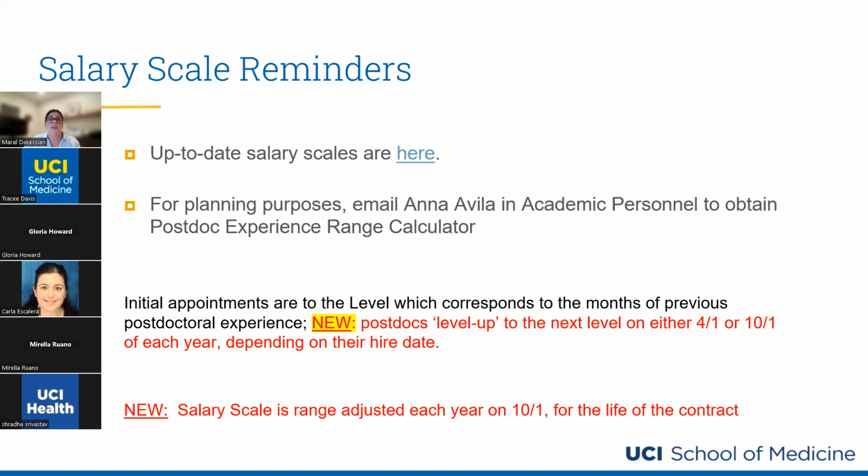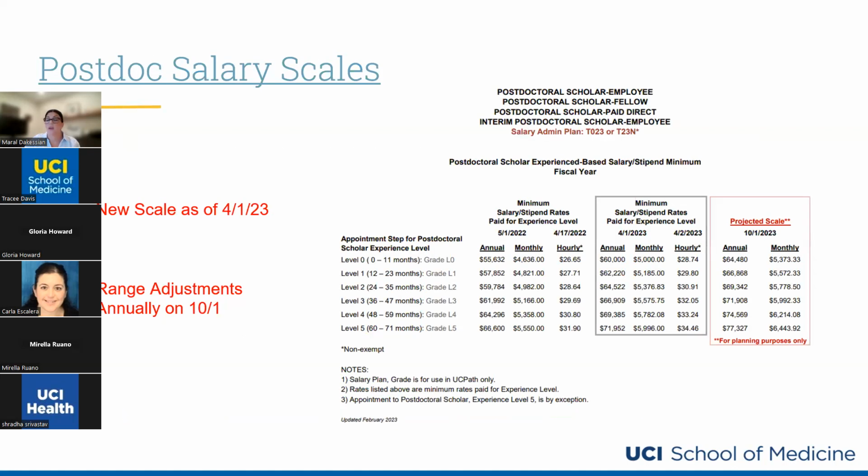Another reminder is that initial appointments should be to the level which corresponds to the months of previous postdoctoral experience. What is new with this new contract is that postdocs level up to the next level either on April 1st or October 1st, depending on their hire date. And when I say level up, I mean, sorry, this is small, but they move from level, let's say 0 to level 1 or level 1 to level 2 on an annual basis.